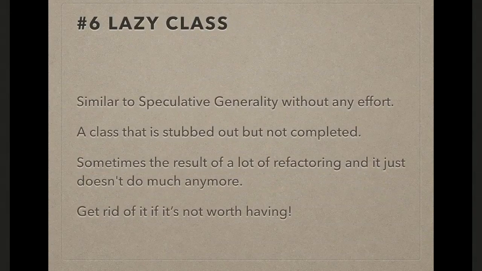Okay, so I think the rest were pretty quick. Number 6 is a lazy class. This is similar to the last one, speculative generality, but with little to no effort. So stubbing out a class that you think you might use later, but not actually writing any methods in it, don't do that. Don't write the class in the first place. Another way that these can happen is that you might go through a refactor and then end up with a manager class that no longer has any functionality in it. Just get rid of it. If it's not worth having there, then find a way to eliminate it.